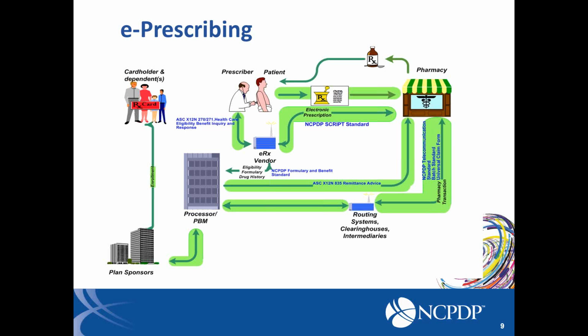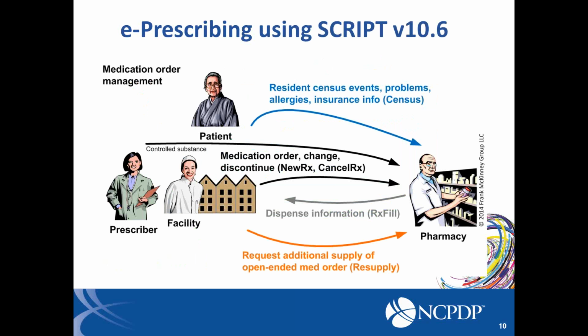And then across the bottom just shows really the claim cycle, where the claim is sent to the PBM via an NCPDP D.0 telecom claim, and the electronic remittance advice then comes back as an X12 835. Next slide, please.